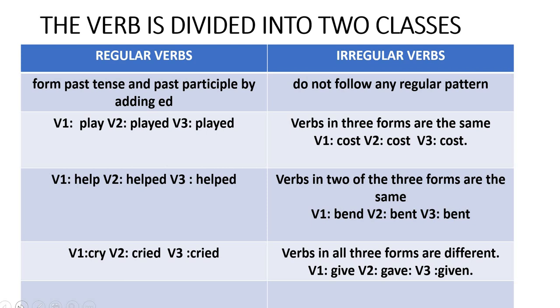So when I say regular verbs form past tense and past participle by adding ed, I will give a few examples. Take the words play, help, cry. In the word play, the past tense form is played, and the past participle form is played. Take the verb help, the past tense form is helped, and the past participle form is helped. Take the word cry, the past tense form is cried, and the past participle form is cried.